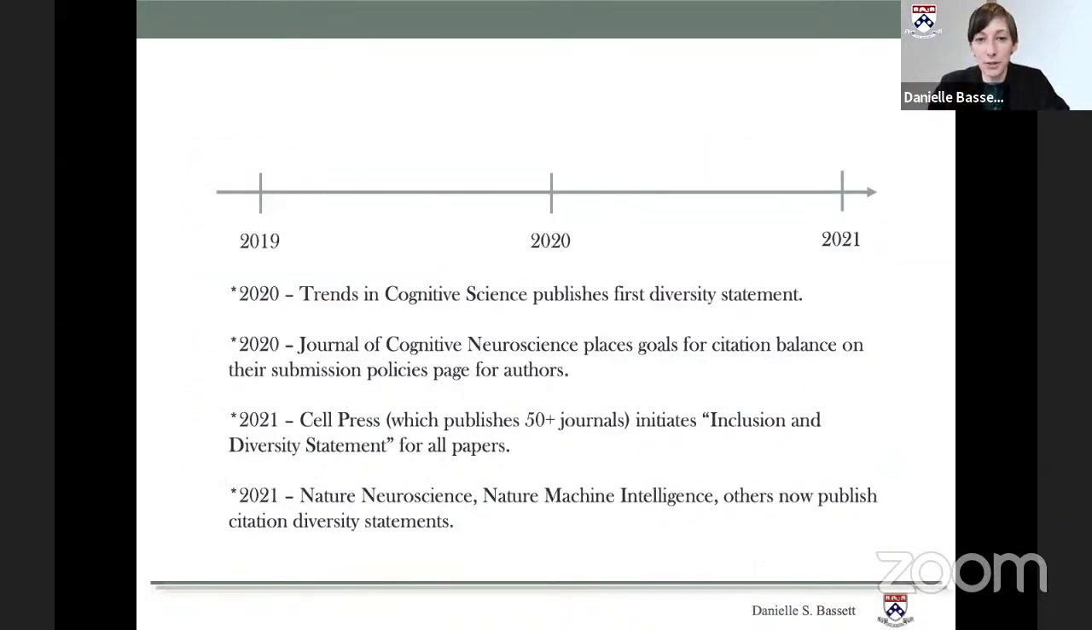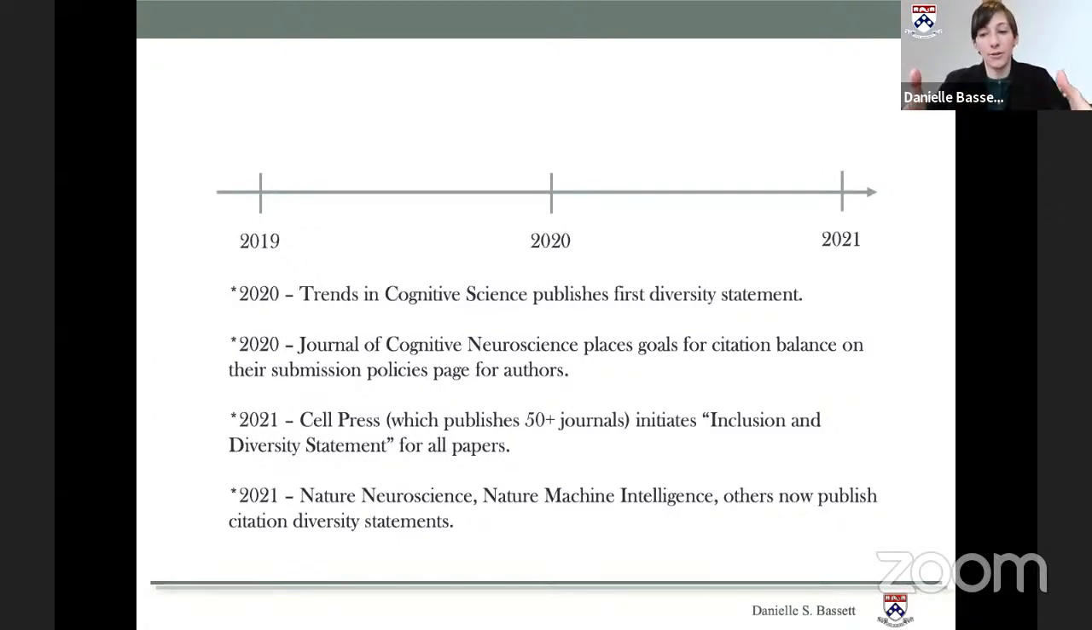In the last little bit of this story, we are now in 2021. I'll note that the journal Trends in Cognitive Science published its first diversity statement in 2020. The Journal of Cognitive Neuroscience now places goals for citation balance on their submission policies page for authors. Cell Press, which publishes 50+ journals, initiated an inclusion and diversity statement for all papers published in all of their journals, and that would just happen in 2021.